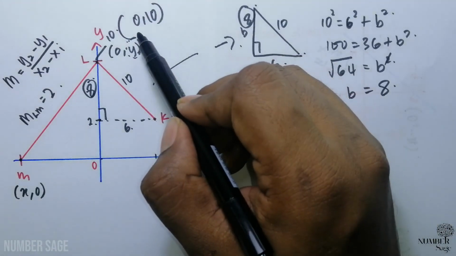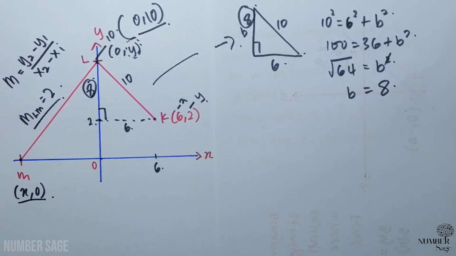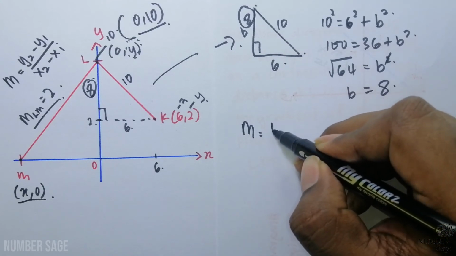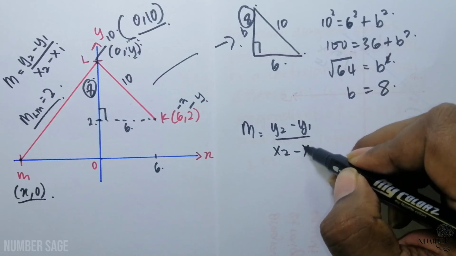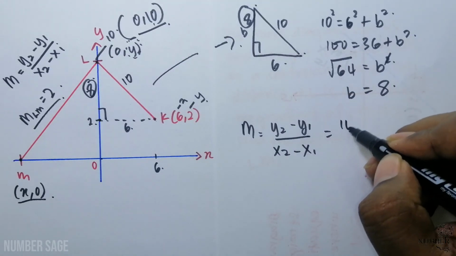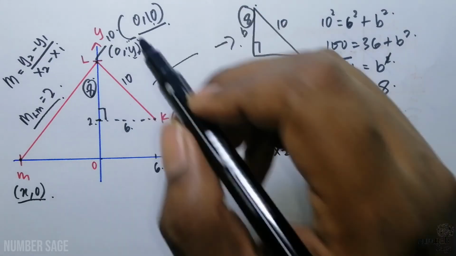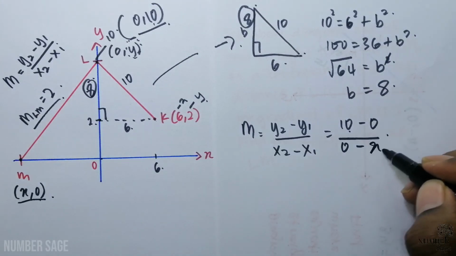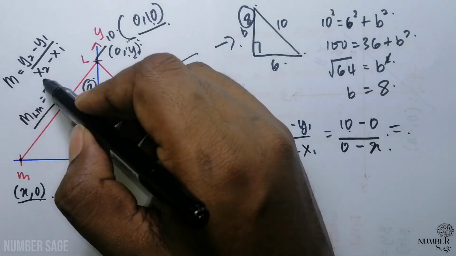So now we have one coordinate, we have the gradient, and we need to find the x-intercept. So let's replace that into the gradient formula. This is equal to y2 minus y1 divided by x2 minus x1. So y2 will be 10, y1 will be 0, x2 will be 0 minus x, this is the value we need to find. So this is equivalent to the gradient, which is 2.